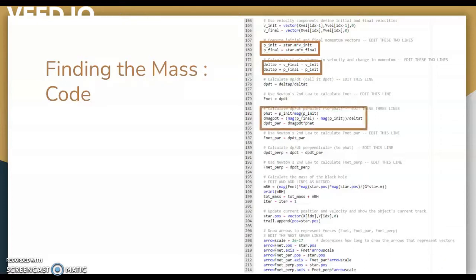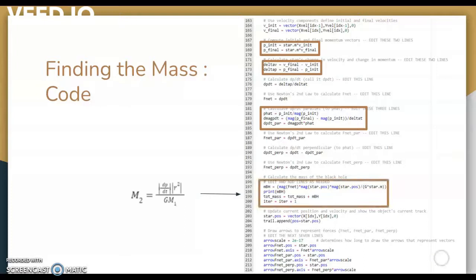I then broke up that change in momentum into the parallel and perpendicular components to find the parallel and perpendicular components of net force. Then I used that algebra with the universal gravitational equation to find the mass of the black hole at each iteration. As I mentioned, I added that to the total counter, and later I divided it by the iteration number to find the average mass of the black hole.